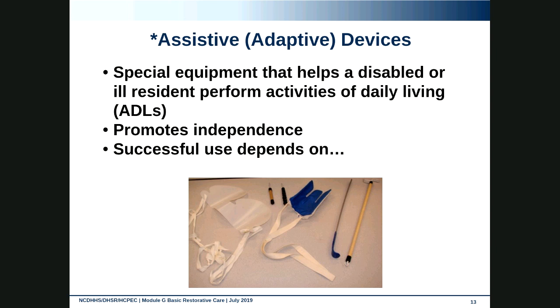So these assistive devices promote independence. And of course, the successful use of an adaptive device depends on the resident's attitude, acceptance of the device, motivation to use the device successfully, and support from others. So we want them to be motivated to use devices to their benefit, to become independent. And we're going to talk about a few of those.